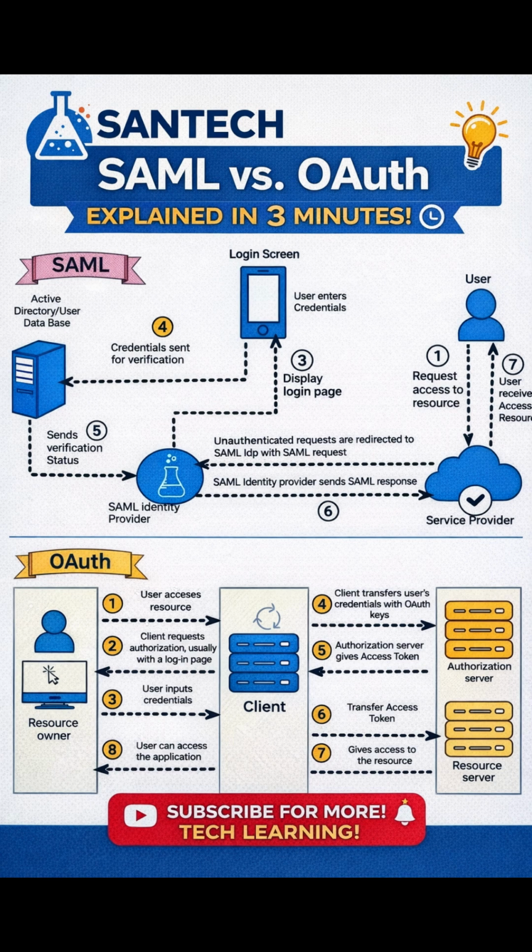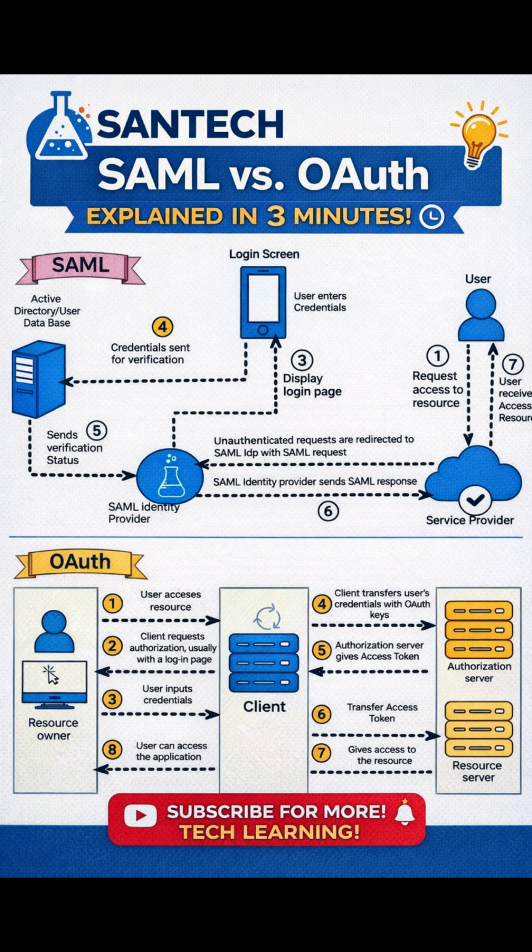Now let's switch to OAuth. Imagine you're trying to give a third-party app access to your Google Drive. You click Log in with Google. Did you give them your password? No. Instead, the app requests authorization. You log in through Google. Google asks, do you allow this app to access your files? You approve, and Google sends back an access token.